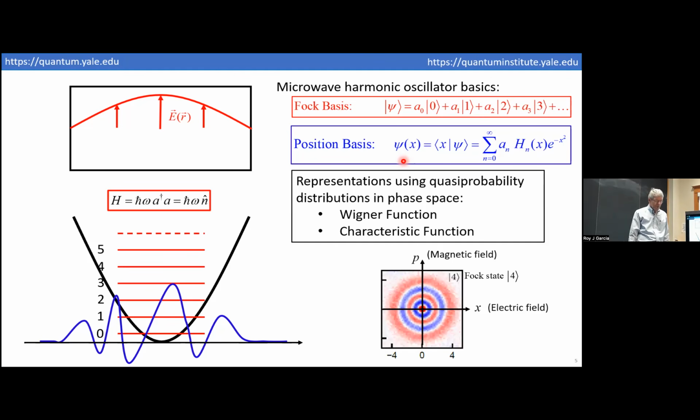And you can represent, I'm going to do a lot of pictures for you, since this is a picture seminar, quasi-probability distributions of interesting states in phase space, where again, the position of the oscillator is the electric field, the momentum is the magnetic field. And I'll explain these pictures a little bit, but this is a quasi-probability distribution, the Wigner function, for a Fock state with exactly 4 photons in it.